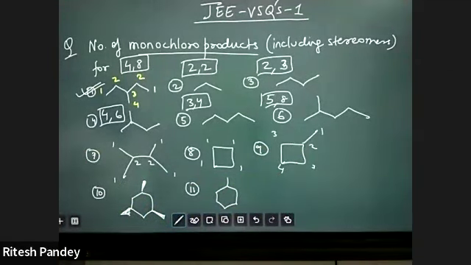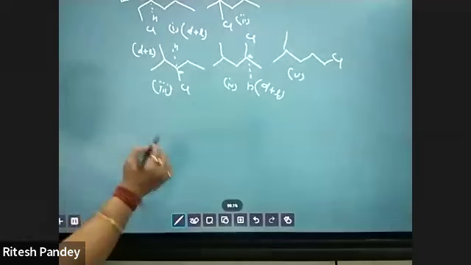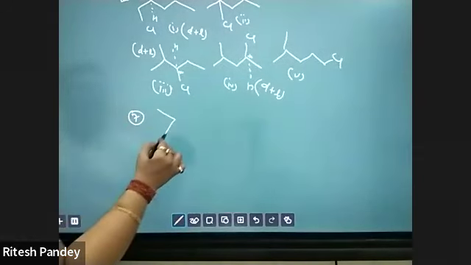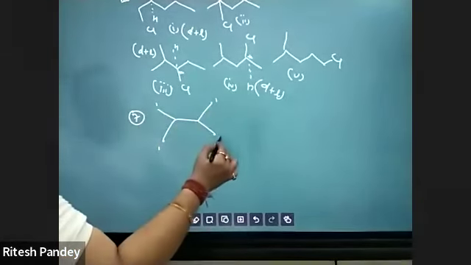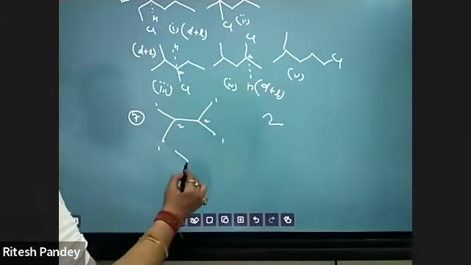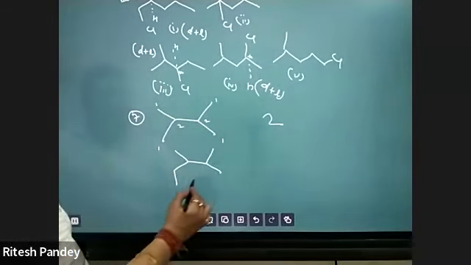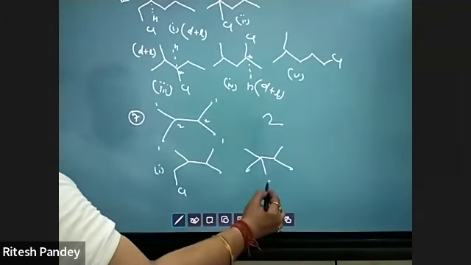Let's begin with 7, 8, 9 now. Yes, 7 I think the answer is 2 and 2 only. Sir, it should be 3, right? 2 and 3? Sounds interesting. 1, 1, 1, 1, 2, 2. So 2 structural isomers were naturally there, this compound 1 and this compound 2.